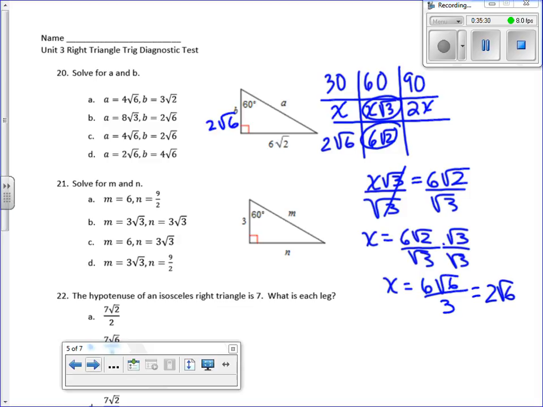So is that enough to answer the question? It's just enough to eliminate 2 of the answers. So I've got to go ahead and find A.